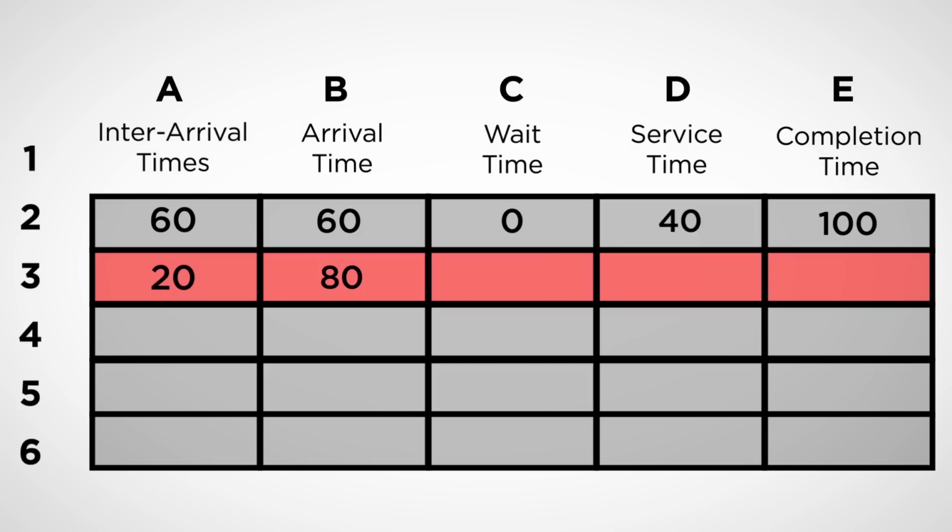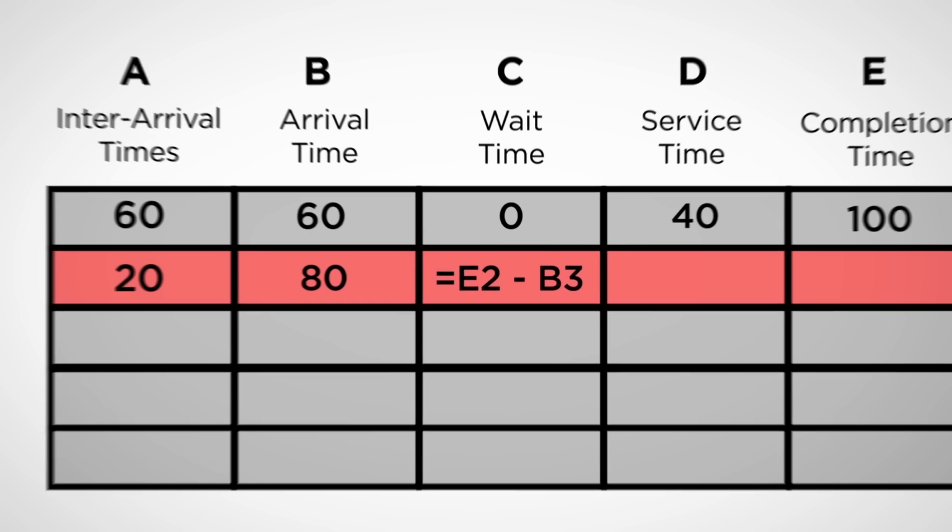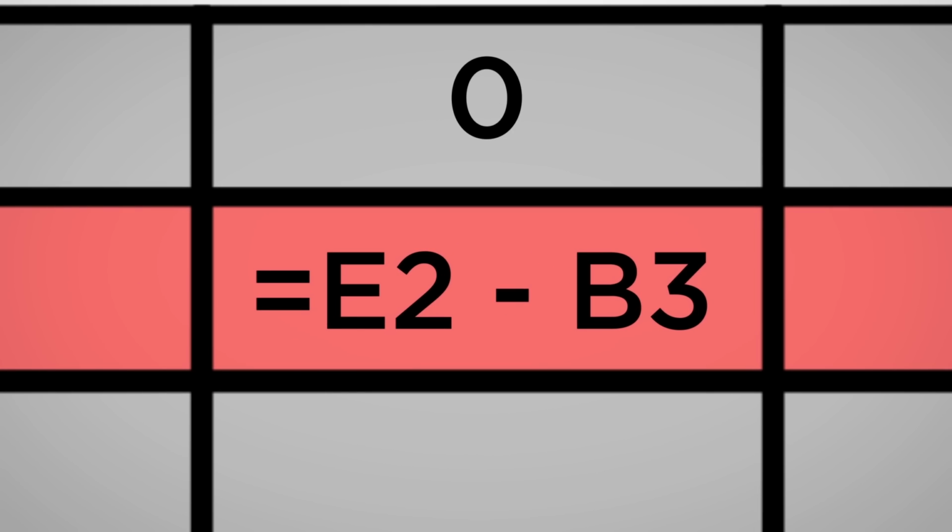So how long does customer 2 have to wait? Customer 2 is going to have to wait 20 seconds until customer 1 is done. So what is the formula here that we need to use? The formula here is E2 minus B3, the 100 seconds minus 80 seconds. And why is that the case? Because that's the difference between the time the first customer's service completes and the arrival time of the second customer. This formula is almost right, but not exactly right.